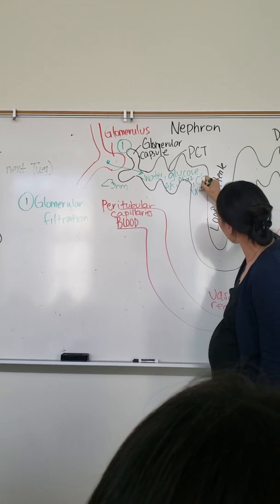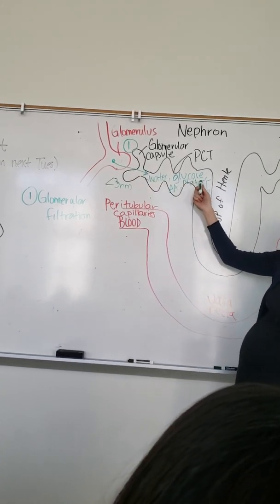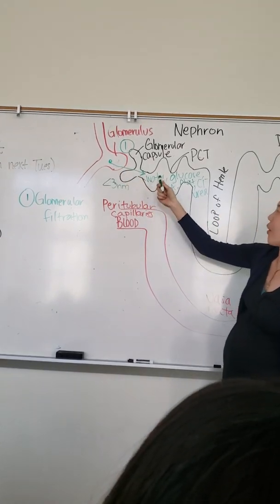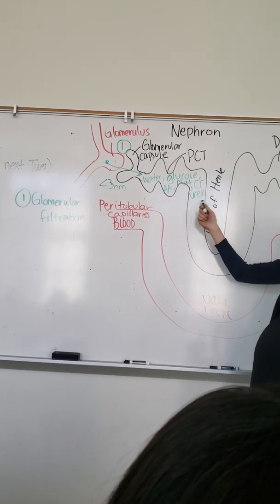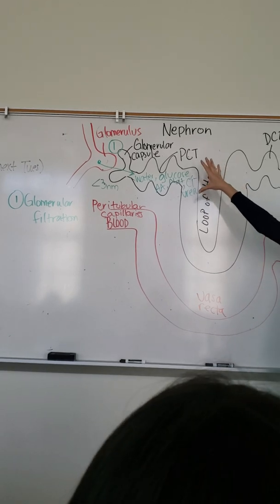Urea. Right. So notice all of these items got into my tubule. Right? They started off in my blood and they got filtered through. So now in my tubules I have water, I have glucose, I have amino acids, I have sodium, I have chlorine, I have urea. So this is again step one.